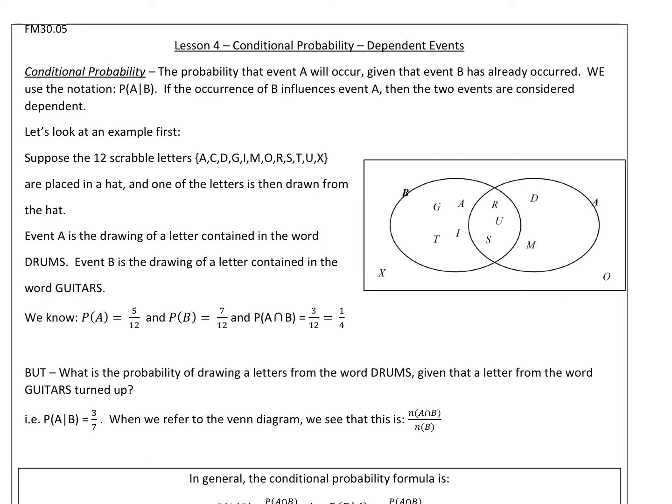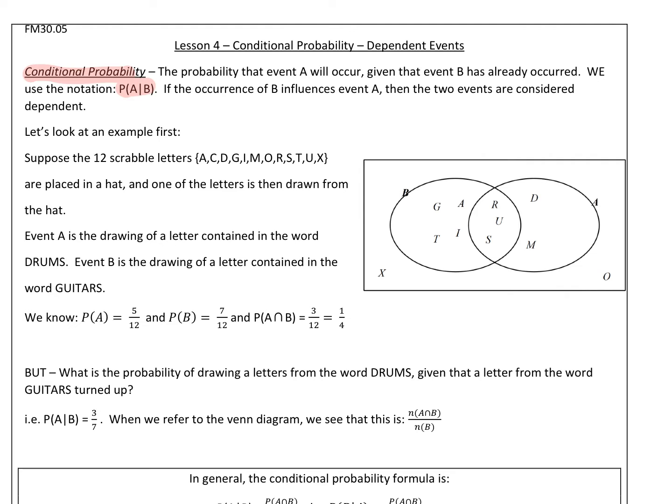This is outcome FM 30.05, lesson 4 on conditional probability of dependent events. Conditional probability is the probability that event A will occur given that B has already occurred. So we could say it's A given B, and the notation we use is A with this slash B. The occurrence of B influences A, so these are considered dependent events.